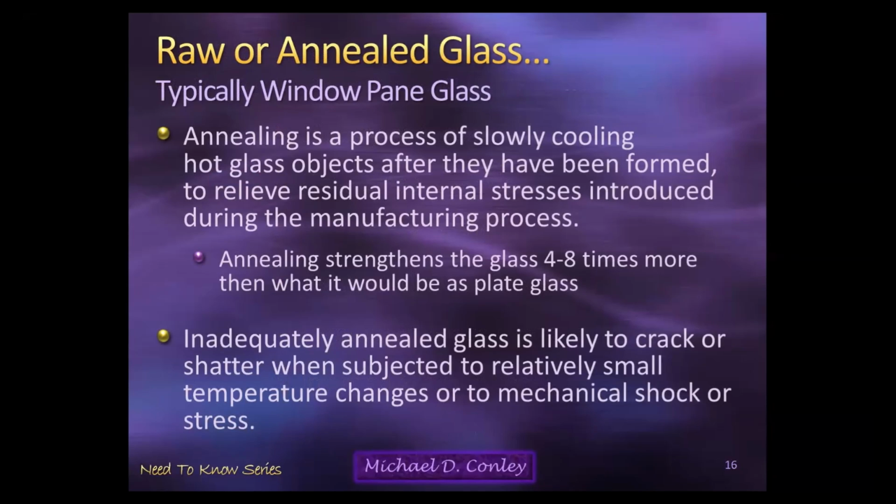Annealing is a process of slowly cooling hot glass objects after they have been formed to relieve residual internal stresses introduced during the manufacturing process. Annealing strengthens the glass 4 to 8 times more than what it would be as plate glass. Inadequately annealed glass is likely to crack or shatter when subjected to relatively small temperature changes or to mechanical shock or stress. In other words, impact.